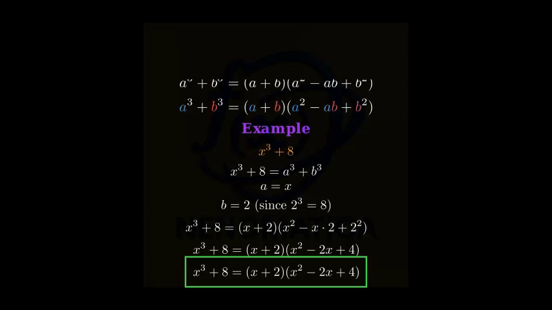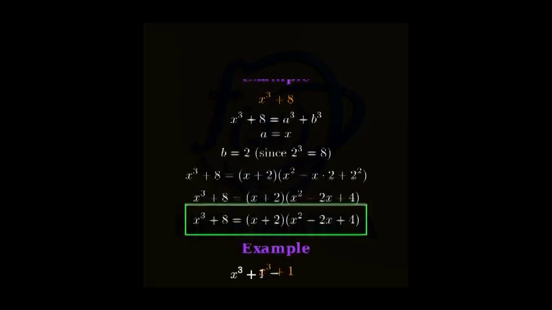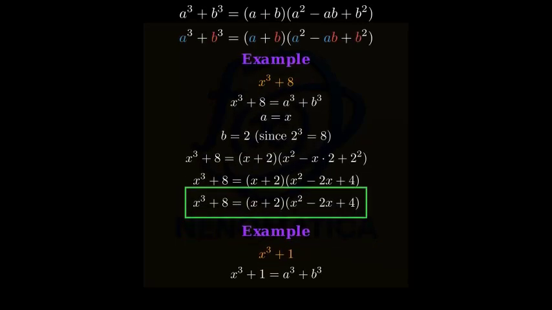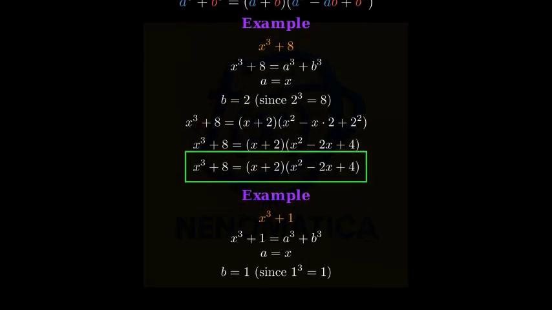Now, let's move on to our second example. We need to factor x cubed plus 1. Again, we need to identify a and b. Here, a is x, and b is 1, since 1 cubed is 1.